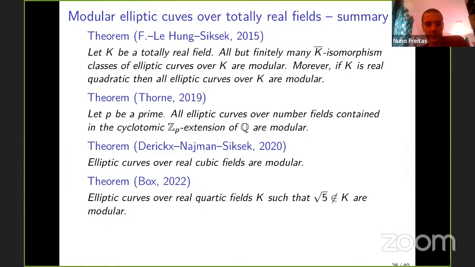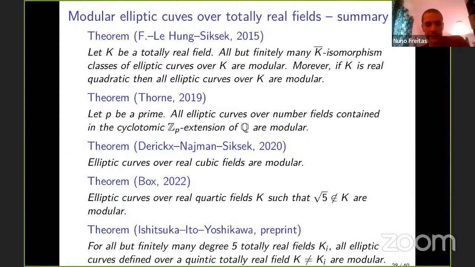There's a preprint that says that for all but finitely many degree 5 totally real fields, so there's a finite list of degree 5 totally real fields such that for every other degree 5 totally real field K, the elliptic curves defined over those fields are modular. So this appeared, I think, about 1 year ago, more or less.